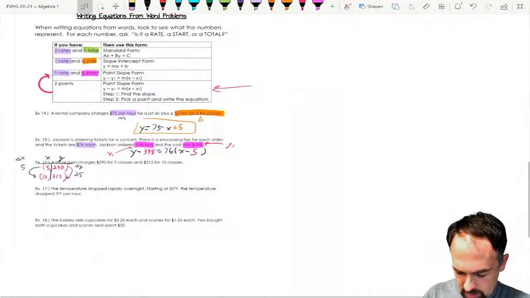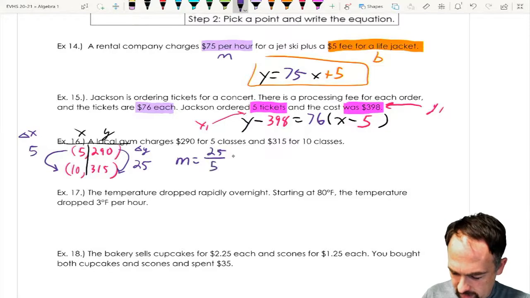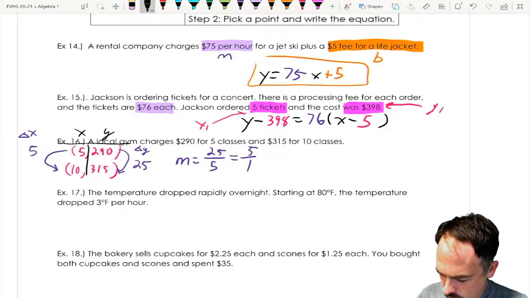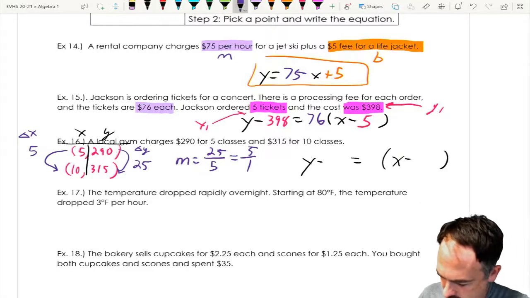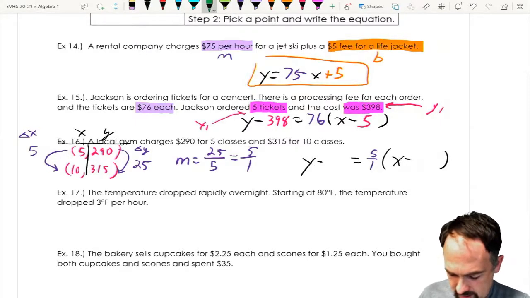Okay, let's go ahead and finish this up. Okay, so my slope is delta y over delta x, 25 over 5, which is 5 over 1. Okay, now we're going to use our point slope formula. Y minus equals, parentheses, x minus. Slope is 5 over 1. And let's use the exact same point we had earlier. So y minus 315 equals 5 over 1 times x minus 10.